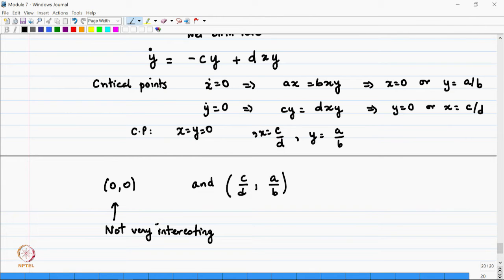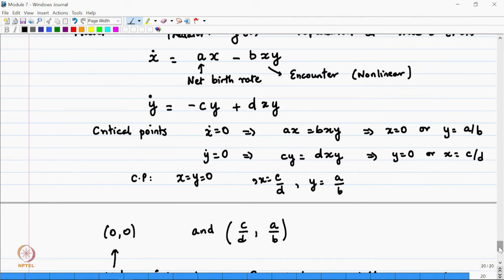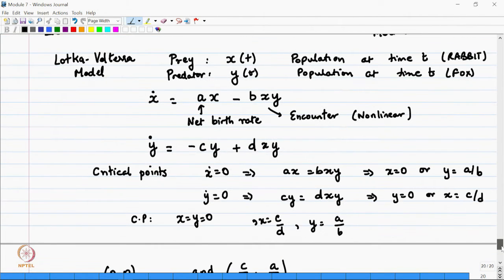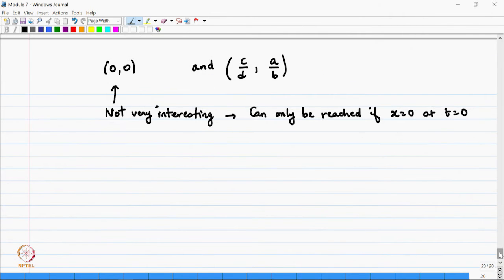Why did I say it is not very interesting? This can only be reached if x equals 0 at t equals 0. Then y dot equals minus c y, and y will exponentially decay to 0. In any other case, you cannot reach that critical point. So if x is not equal to 0 at t equal to 0, then you cannot reach that case, and so this is not very interesting.